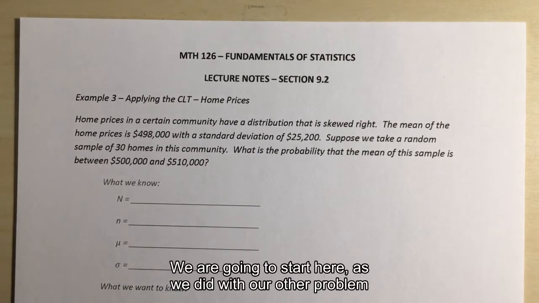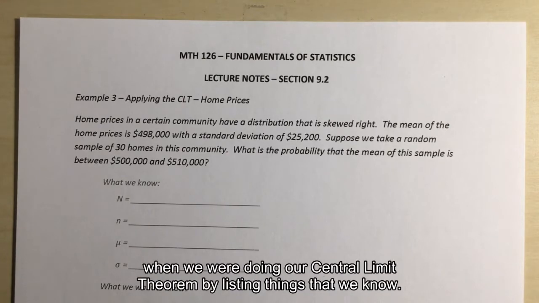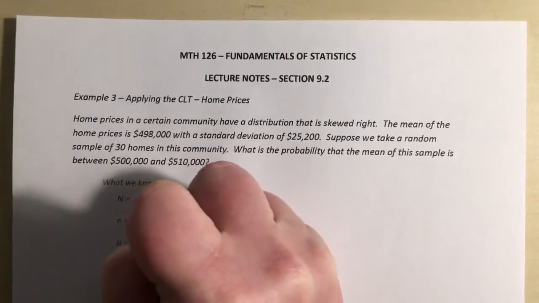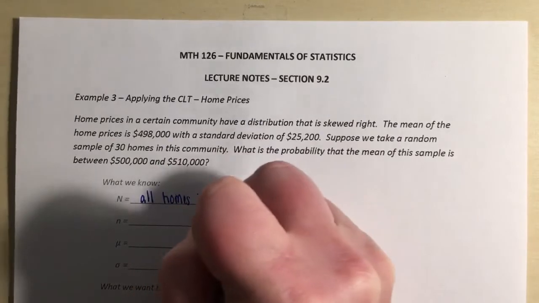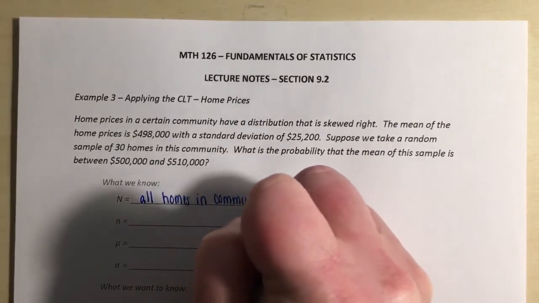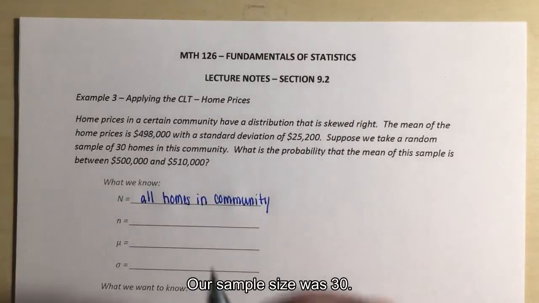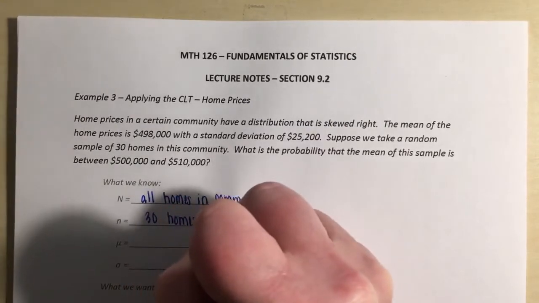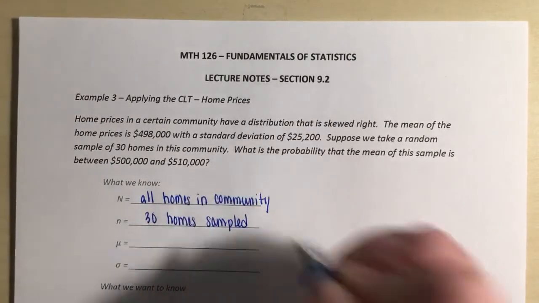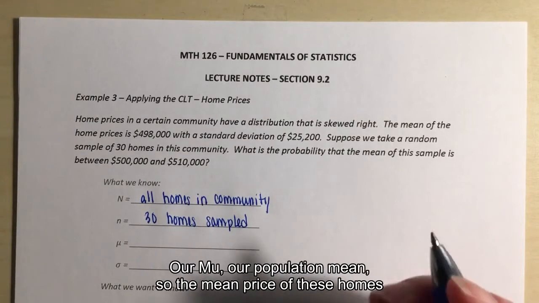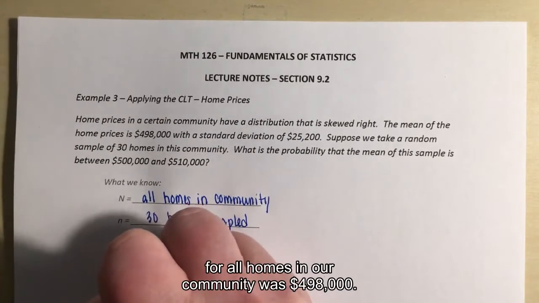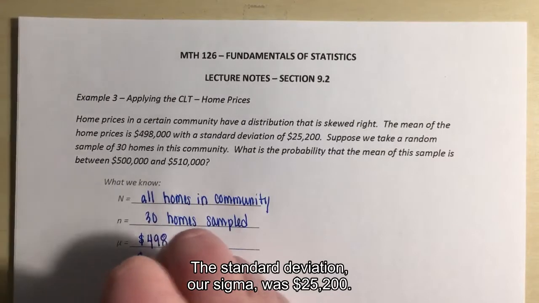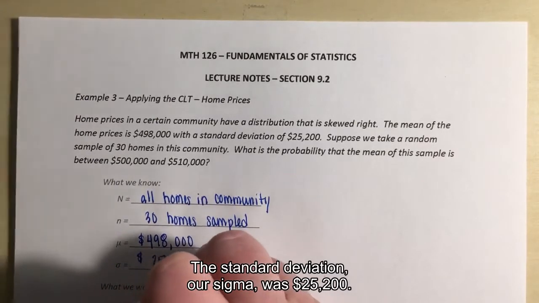Right, so we are going to start here, as we did with our other problem when we were doing our central limit theorem, by listing things that we know. So our population is all homes in the community. Our sample size was 30. 30 homes were sampled. Our mu, our population mean, so the mean price of these homes for all homes in our community was 498,000. And the standard deviation, our sigma, was 25,200.